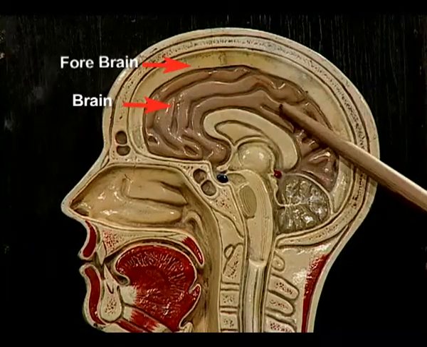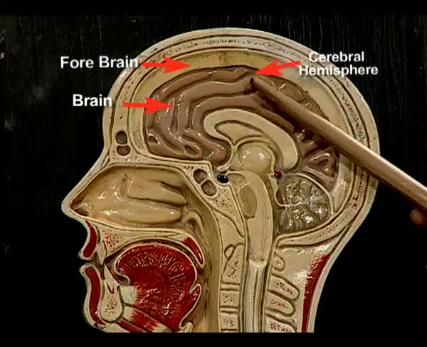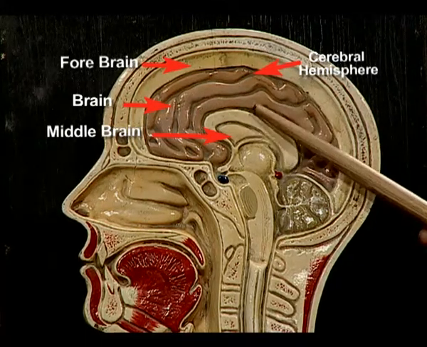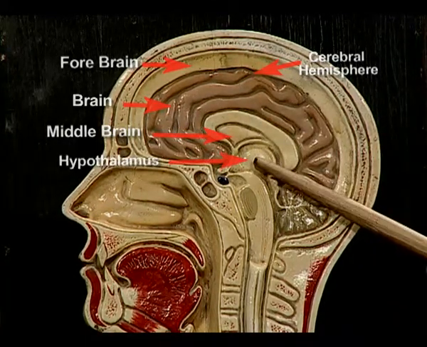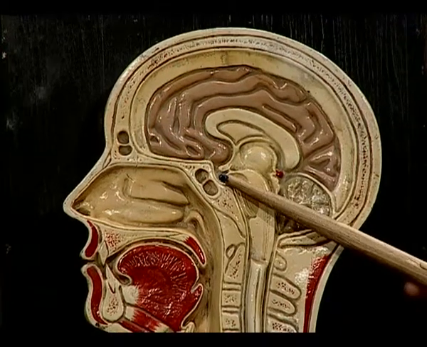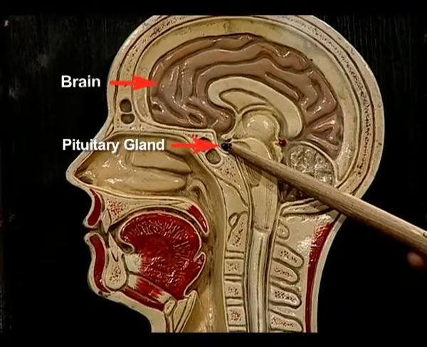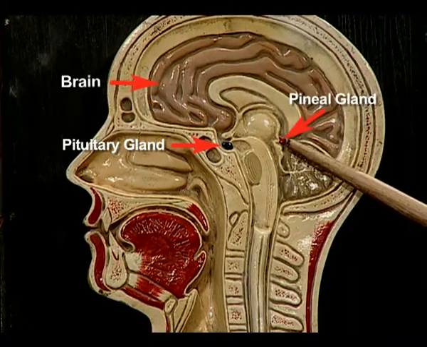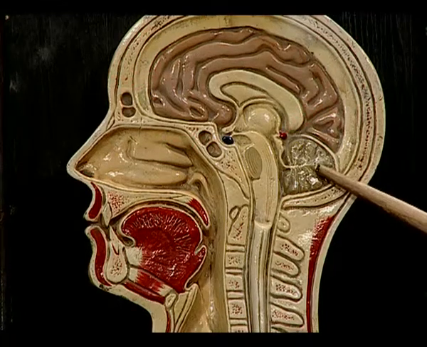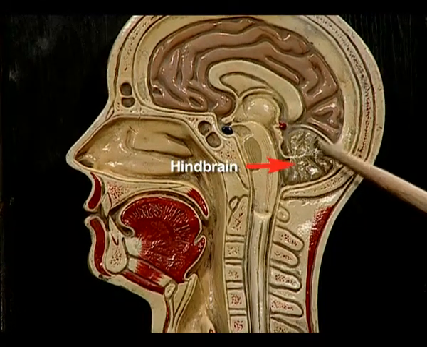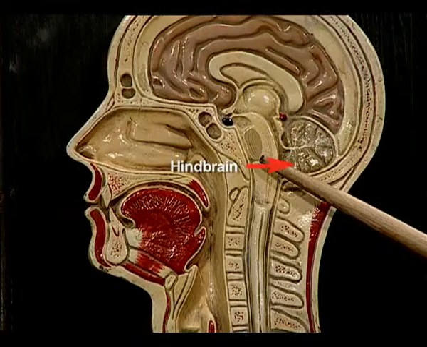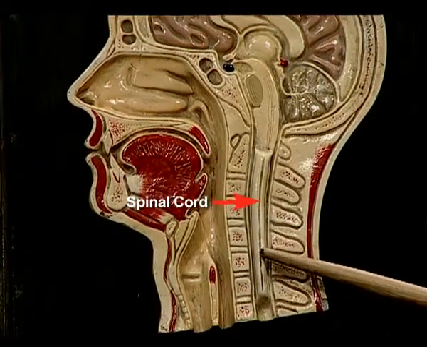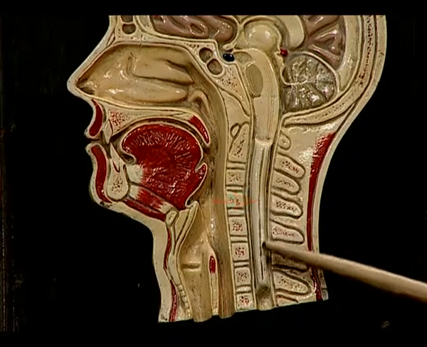and this is the forebrain. In fact, we are seeing the cerebral hemisphere here. The middle brain will come here towards the center and you can see the hypothalamus here, and this is the pituitary gland, which is in fact at the level of your ear, and this red one is the pineal. This is part of the hindbrain, and the hindbrain continues as the spinal cord through the vertebral column, through each vertebra.